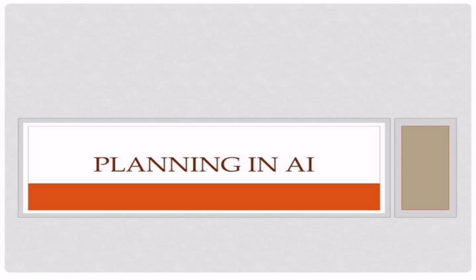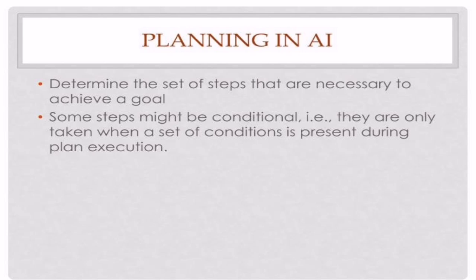I'm about to discuss the topic planning in AI. Planning in AI: determine the set of steps that are necessary to achieve a goal. Some steps might be conditional. They are only taken when a set of conditions is present during plan execution.